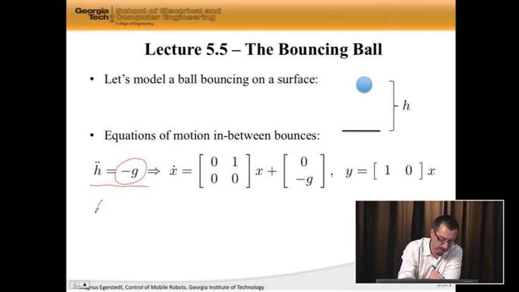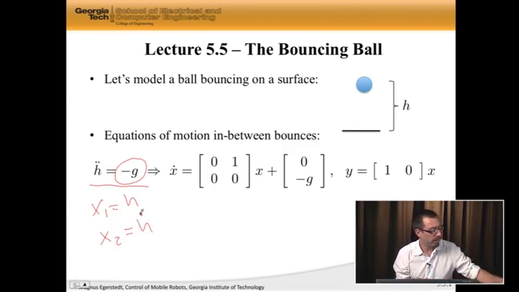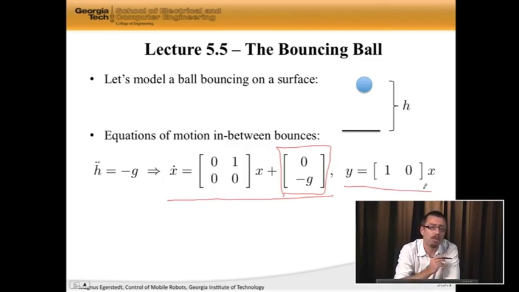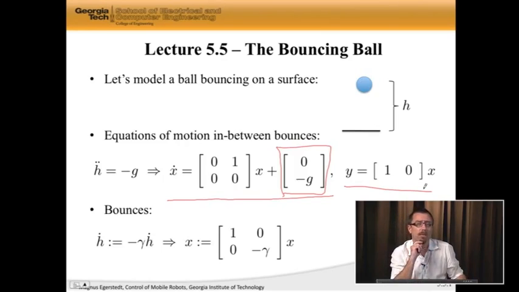So if I let x1 be equal to h, and x2 be equal to h dot, which is what we always do, then what I get is that x dot is this thing, [0, 1; 0, 0] x, which is just the point mass, plus this gravitational force that's pulling it down. Now, let's say that the thing that I'm interested in also is where the ball actually is, how high up it is. So y is going to be [0, 1] x. So that is my model of the ball.